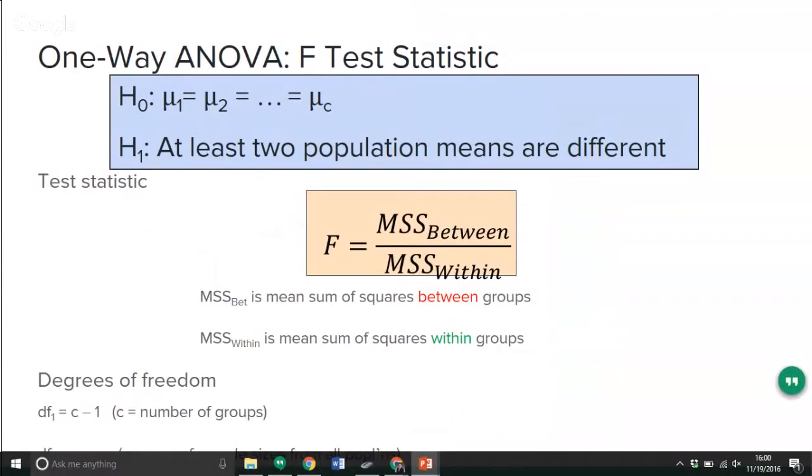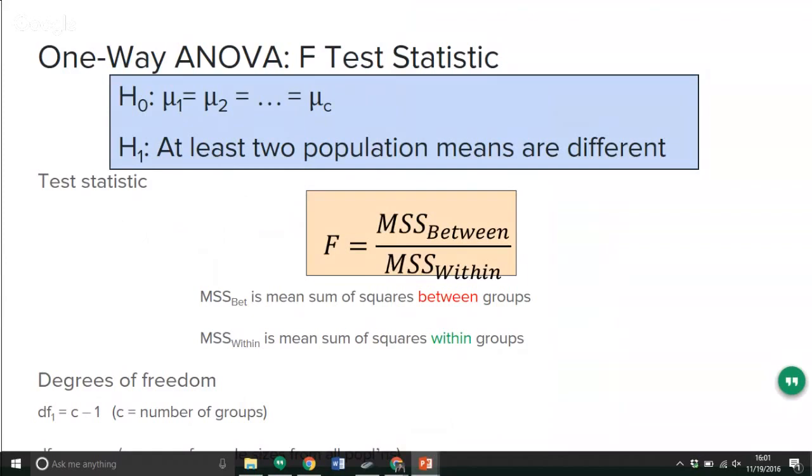In ANOVA, what we're doing is we're testing to see whether multiple groups are equal in terms of their population means, or whether at least 2 population means are different. Our alternate is at least 2 population means are different. And when we run the test, we are not necessarily going to know which population means are different. The only thing the test will tell us is at least 2 of them are different. It won't tell us which. It'll just tell us at least 2 population means are different. And we're using this F test, okay?